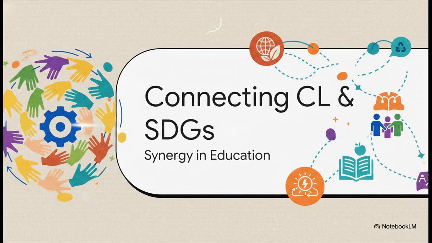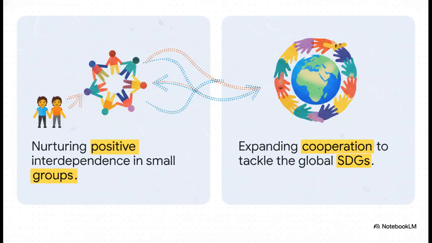Let's head into Section 3, connecting CL and those SDGs, exploring that synergy in education. This right here represents the core philosophy of our explainer today. It's this beautiful transition from micro-collaboration to macro-collaboration. First, we start with cooperation as a value within our small classroom groups. That's the micro level, where we're nurturing that positive interdependence among peers. But the real magic happens when we expand that exact same feeling of cooperation outward, to the town, the country, and eventually the entire world, to tackle the massive macro challenges of the SDGs. Those local classroom interactions, they are fundamentally training your students for global citizenship.